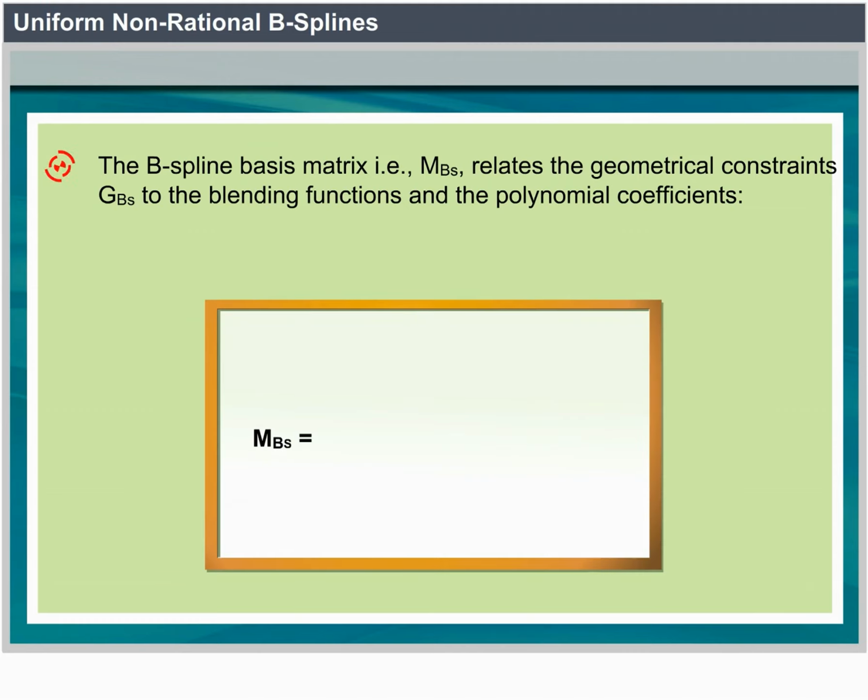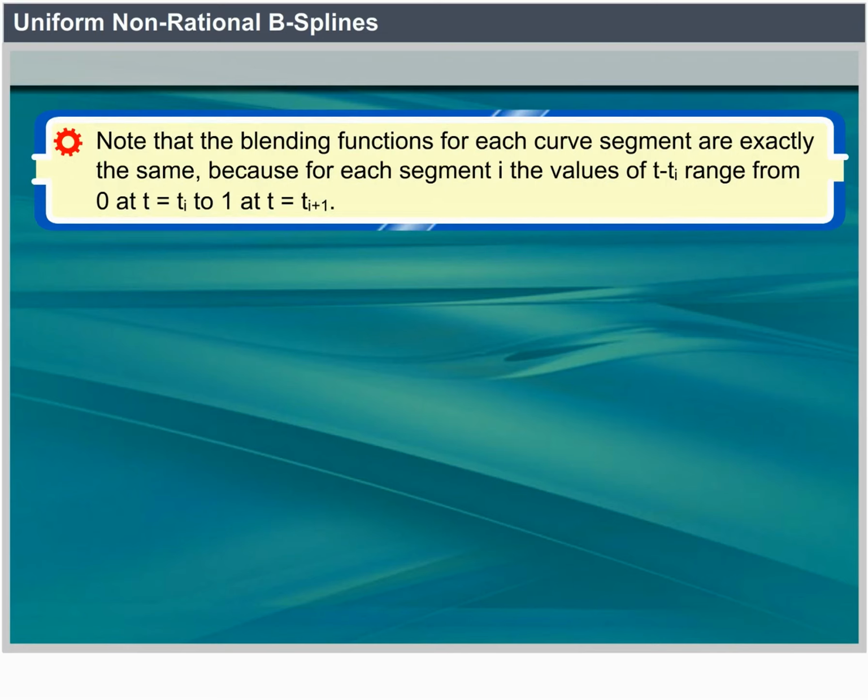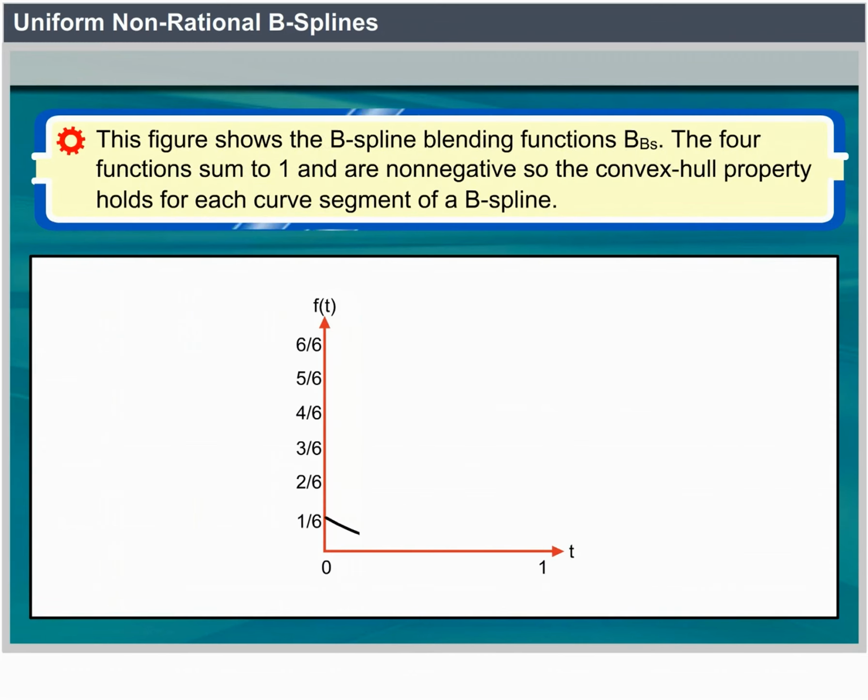The B-spline blending functions BBS are given by the product of Ti and MBS, analogously to the previous Bezier and Hermite formulations. Note that the blending functions for each curve segment are exactly the same because for each segment i, the values of t minus ti range from 0 at t equals ti to 1 at t equals ti+1. This figure shows the B-spline blending functions BBS. Because the four functions sum to 1 and are non-negative, the convex hull property holds for each curve segment of a B-spline.